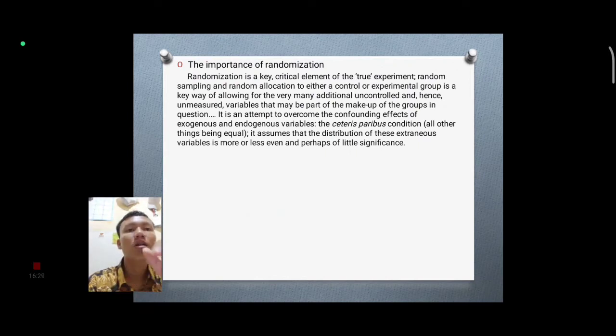The importance of randomization. Randomization is a key critical element of the true experiment. Random sampling and random allocation to either a control or experimental group is a key way of allowing for the very many additional uncontrolled and hence unmeasured variables that may be part of the makeup of the groups in question. It is an attempt to overcome the confounding effect of exogenous and endogenous variables. The ceteris paribus condition, or all other things being equal, assumes that the distribution of these extraneous variables is more or less even and perhaps of little significance.